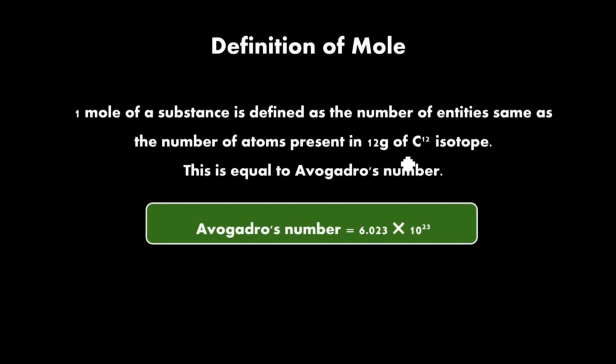Here comes the interesting part. Mole, right? Scientists did the revolutionary concept which changed chemistry forever. 1 mole of a substance is defined as the number of entities. That entity can be of apple, your dresses, stars, moon, sun, anything. It is the same as the atoms present in 12 gram of carbon-12 isotope. So that is equal to our Avogadro number.